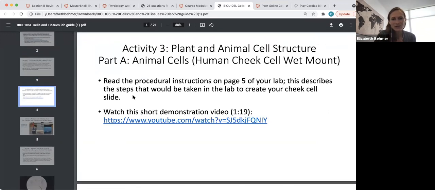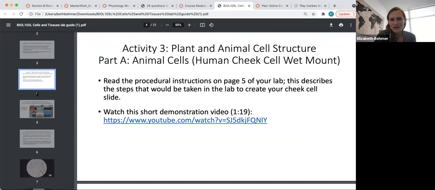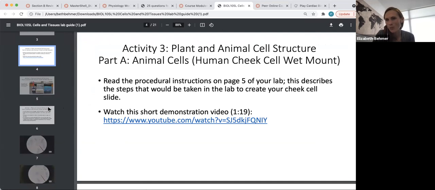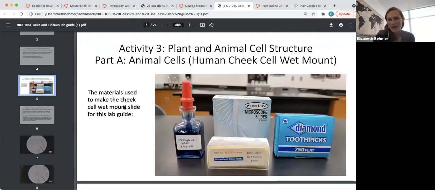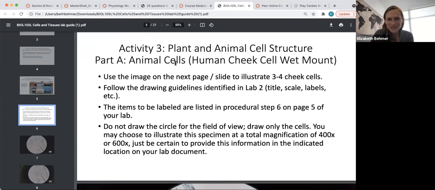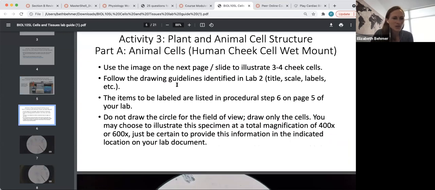So that's activity 2. Activity 3 is looking at a plant and animal cell structure. We'll be looking at a short demonstration of preparing a cheek cell wet mount. So if we were in lab together, we'd be using these materials to take a toothpick to slough off some cells on the inside of your cheek to create your own wet mount slide to look at your own cheek cells underneath a microscope. So these are the instructions for doing that.